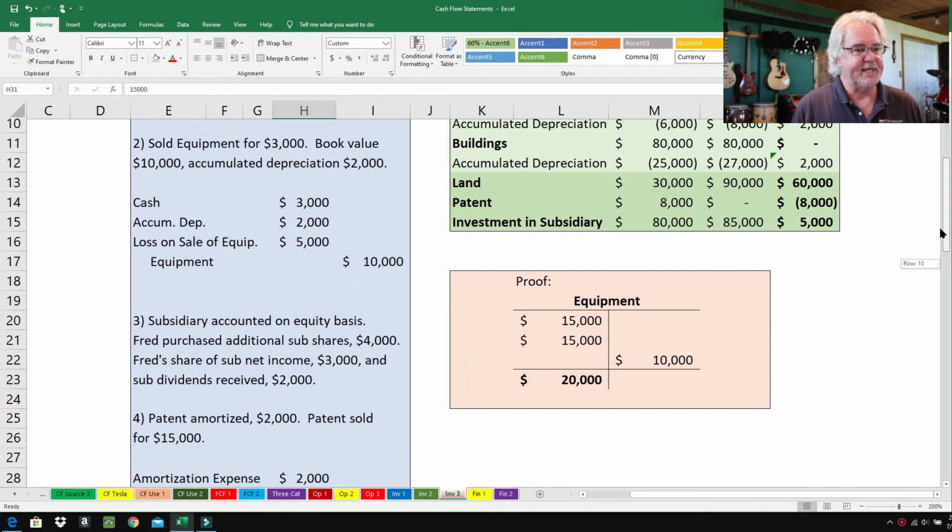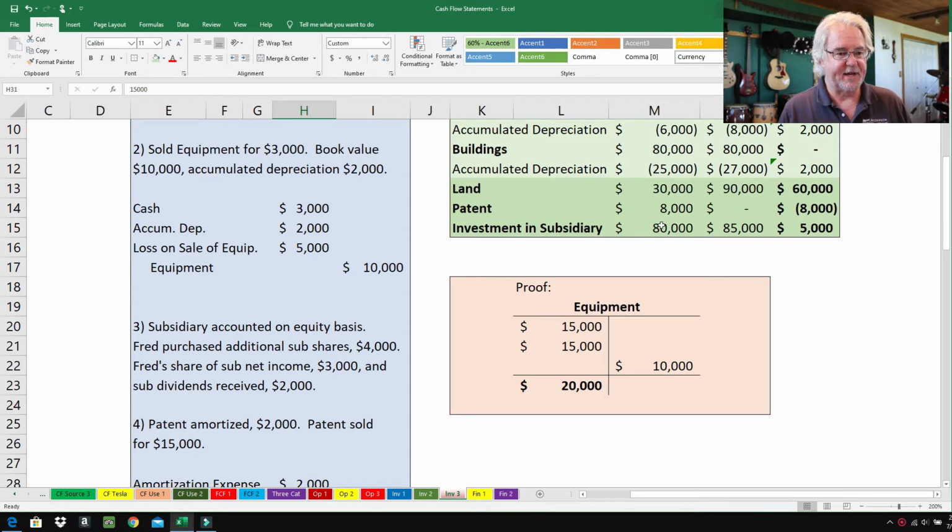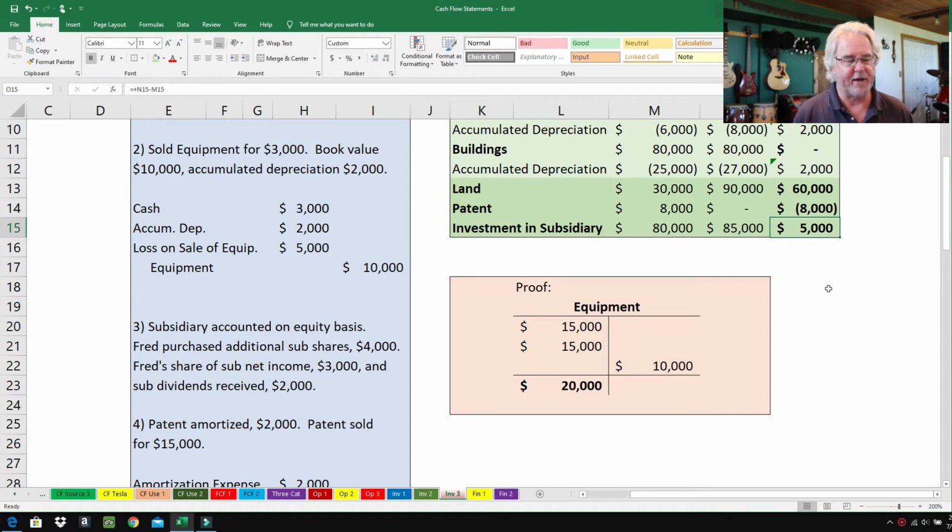Investment in subsidiary was $80,000. At the end of the year, it's $85,000, an increase of $5,000. So what's going on here? This is the time where you have to look in the general ledger, look at journal entries, talk to people, and look up documentation, figure out what's going on. So here's a note that takes care of all that.